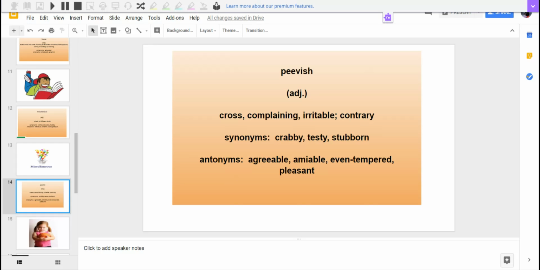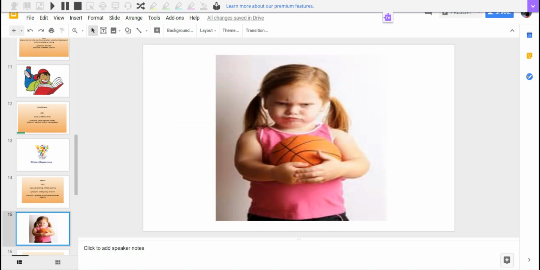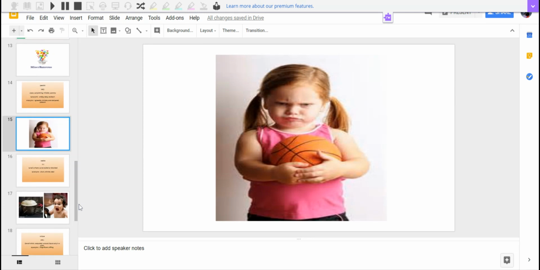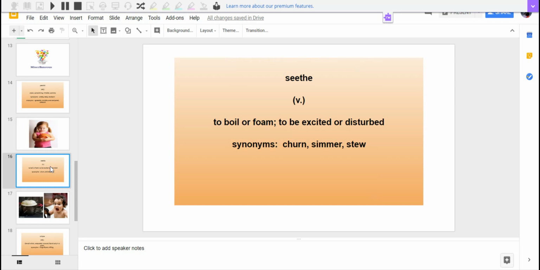Maybe you can relate to this. Antonyms are agreeable, amiable, even-tempered, or pleasant. So the opposite of peevish is agreeable, amiable, even-tempered and pleasant. I love this picture. That little girl looks so peevish. She looks so crabby. I thought with basketball season and the ladies, I thought that was pretty good picture.